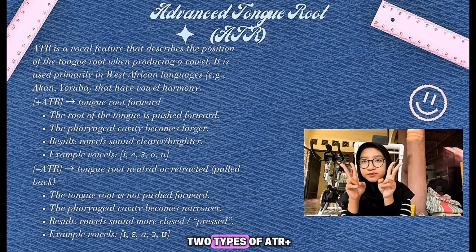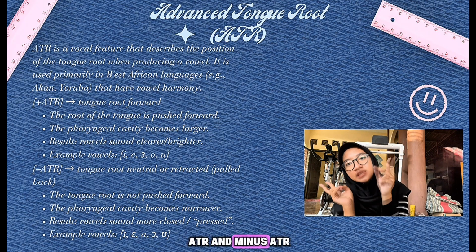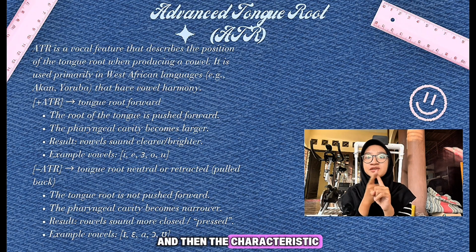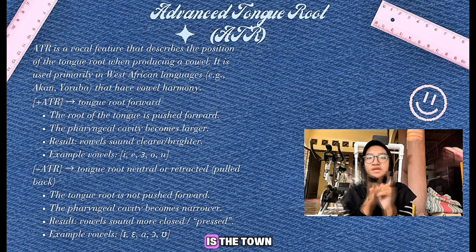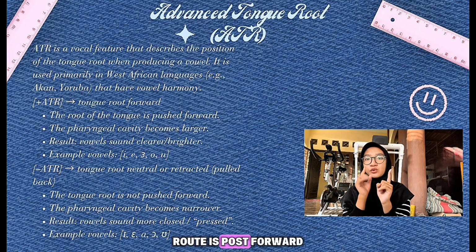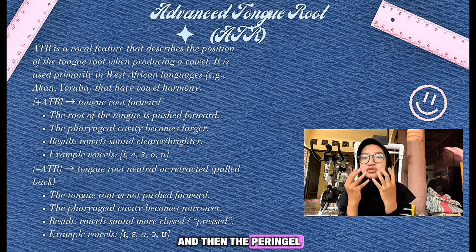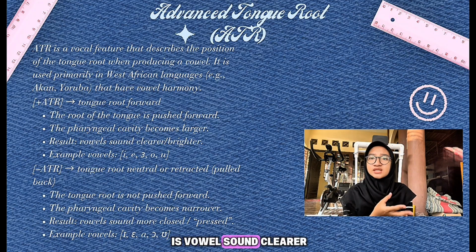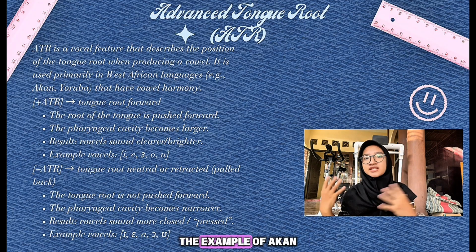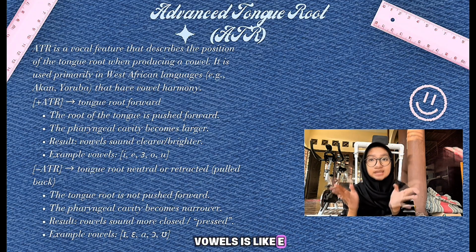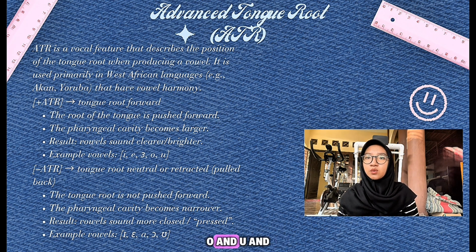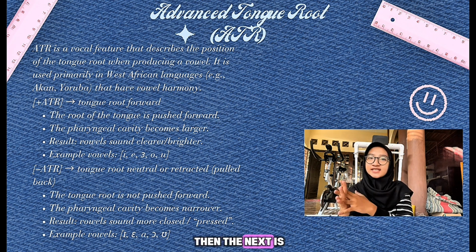There are two types of ATR, plus ATR and minus ATR. The first one is plus ATR. Plus ATR is tongue root forward. The characteristic of plus ATR is that the tongue root is pushed forward, and then the pharyngeal cavity becomes larger, and the result is vowels that sound clearer or brighter. The examples of Akan vowels are e, a, and u.